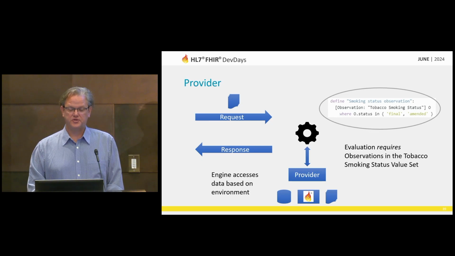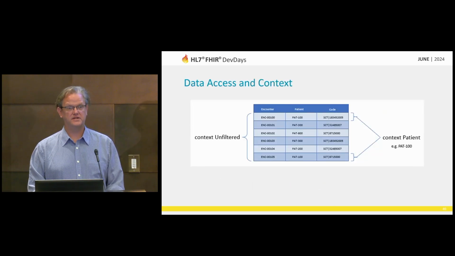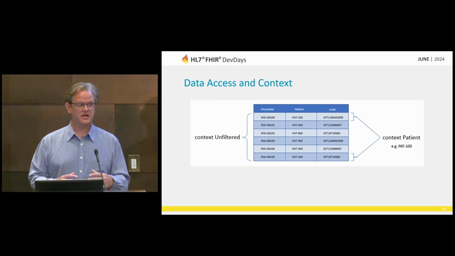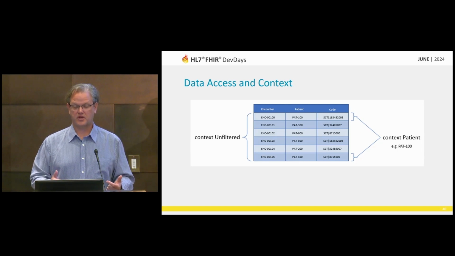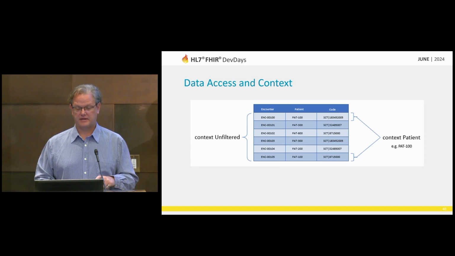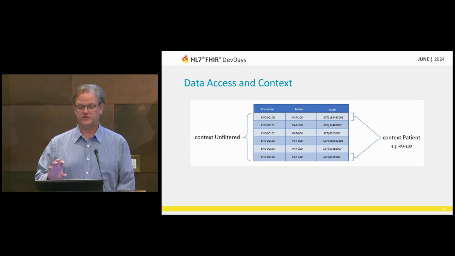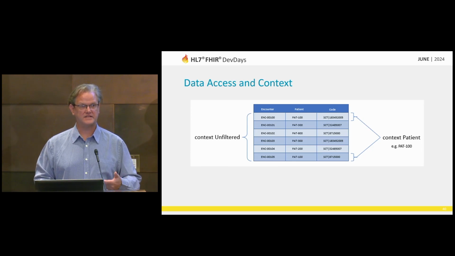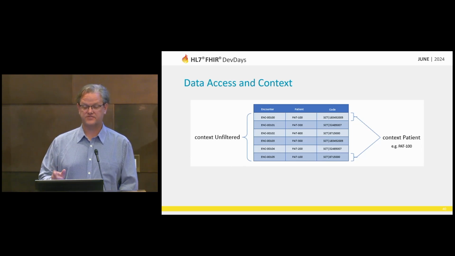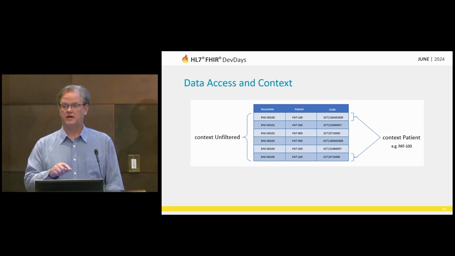Which leads then to that context, where we said the context is patient. The data access layer is where that context really comes into play. Because at the data access layer, what you're doing with the context is providing a filter on the data that's accessible, sort of like compartments in FHIR. You have a context unfiltered, which basically means you can see everything, versus context patient, which means when you ask for data across a retrieve, you only get data for that patient. So when we ask for observations in the tobacco smoking value set, we're only going to get the observations that have a subject of the patient in context.